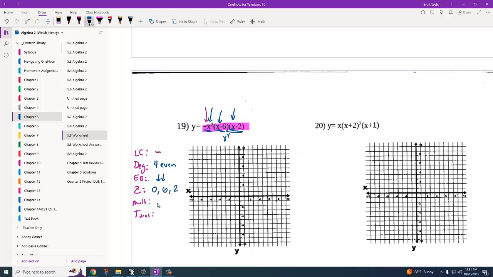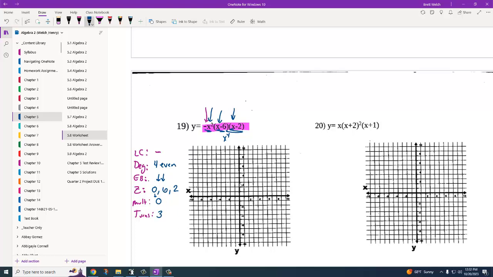Multiplicities are when one or more of the zeros occurs more than once. In this case, the x squared is the same answer twice. That's what squaring does. It gives us the same answer repetitively. So 0 occurred 2 times. And that actually helps us account for the 4 answers. 0 is twice, and then 6 and 2. And then the number of turns is always 1 less than whatever your degree is. Since our degree was 4, 4 minus 1 is 3. So I should expect this to turn 3 times.